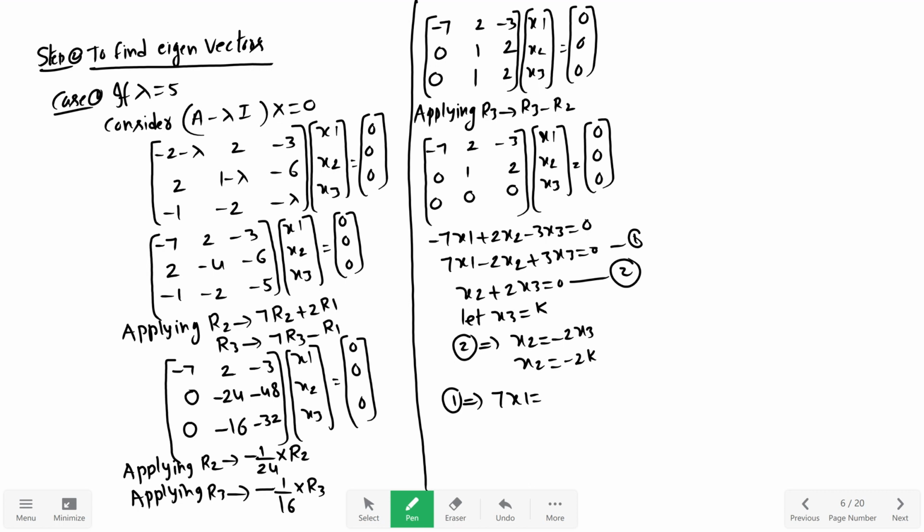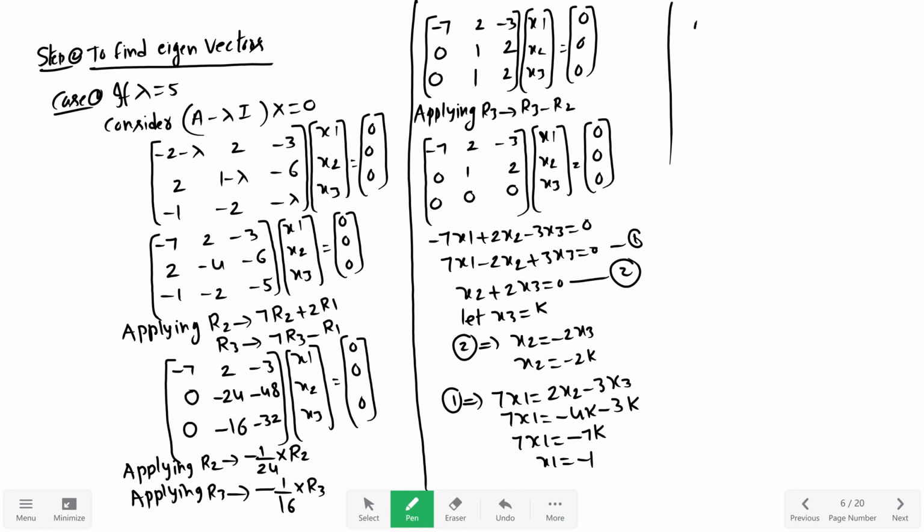7x1 equal to 2x2 minus 3x3. So 7x1 equal to 2 into x2, which is minus 4k, minus 3 into x3 value k. 7x1 equal to minus 7k, so the x1 value is minus k.